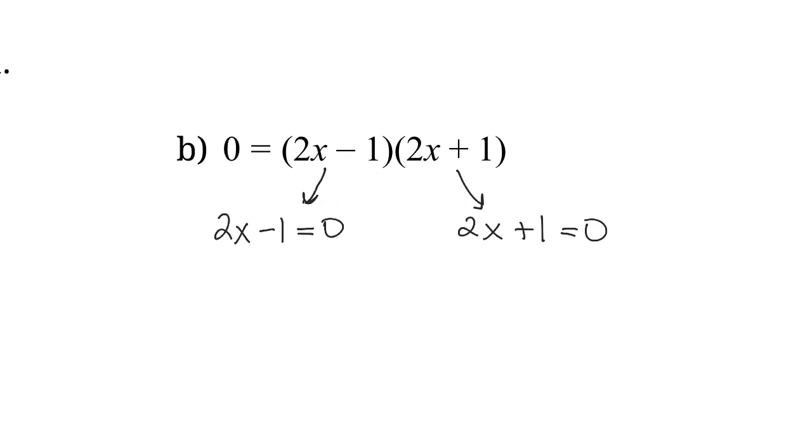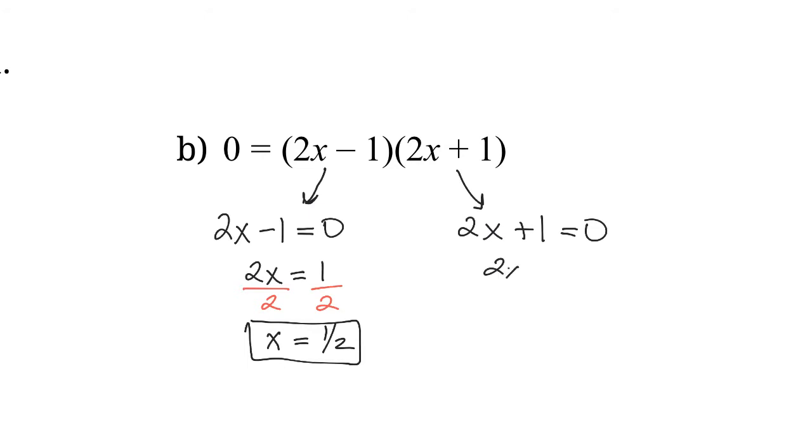So we can do the same thing with question B. We look at each bracket separately, we set it equal to 0, and then we're going to isolate for x. So for the first expression, 2x minus 1, we're going to bring the 1 over to the right-hand side. And then to isolate for x, we need to divide both sides by 2. So one answer will be 1/2. And then for our other expression, 2x plus 1, we'll bring 1 over to the right-hand side, making it -1. And then we're going to divide both sides by 2. So x will be -1/2.